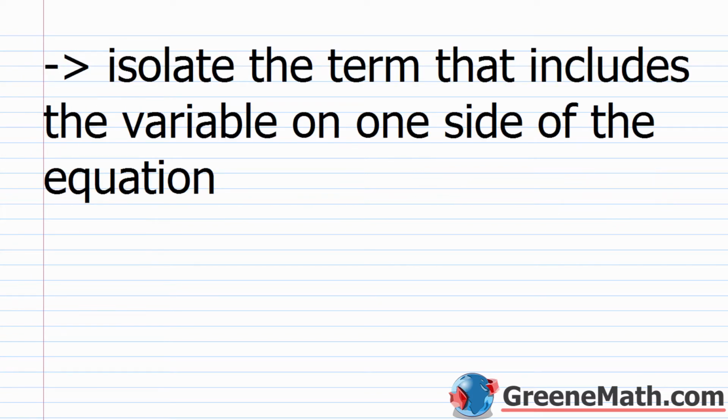All right, so the next thing you have to do is isolate the term that includes the variable on one side of the equation. So you're going to do this using the addition property of equality. So kind of think about it as, okay, I learned the addition property of equality first. That's always what I'm going to use first.